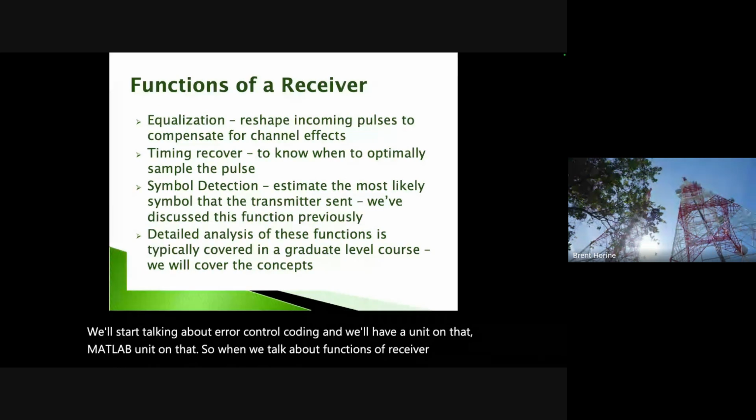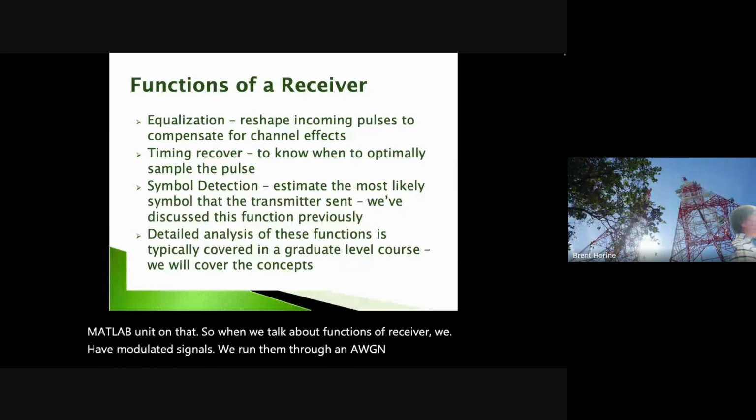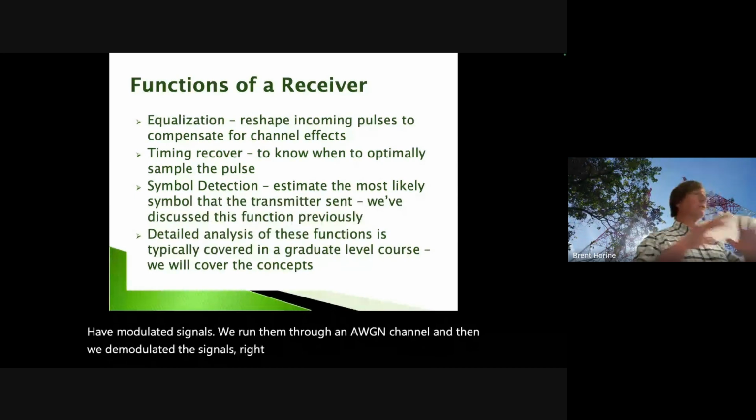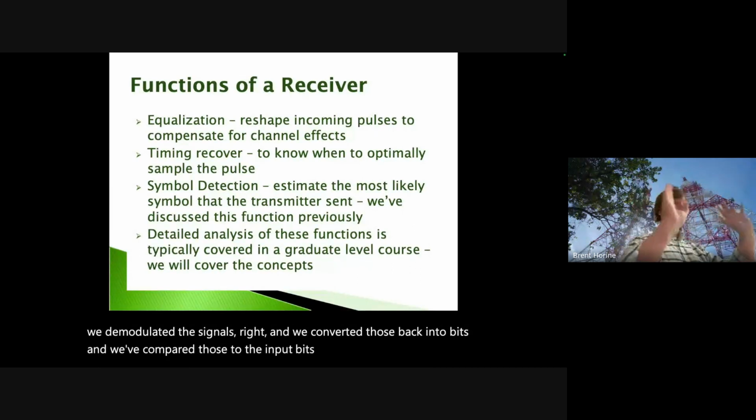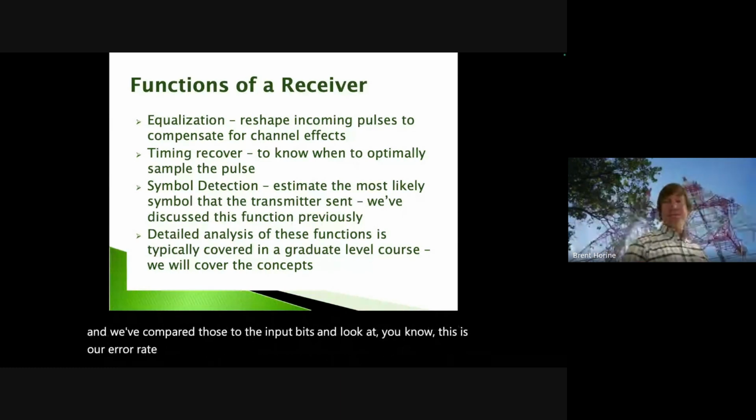So when we talk about functions of a receiver, we have modulated signals. We run them through an AWGN channel, and then we demodulate the signals, right? And we've converted those back into bits, and we've compared those to the input bits and look at, you know, this is our error rate and that type of thing, right?